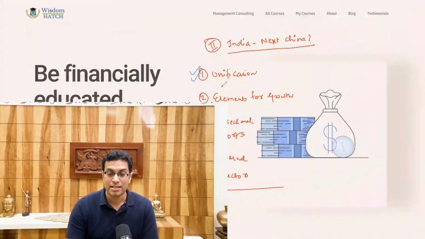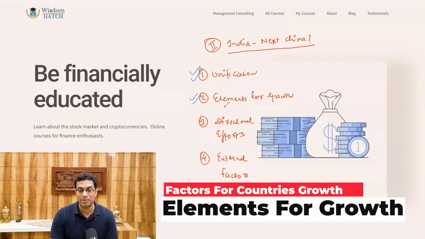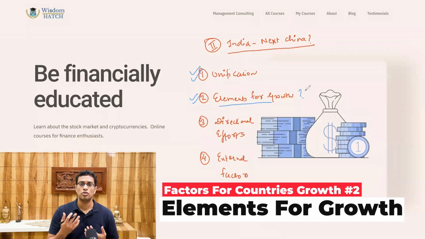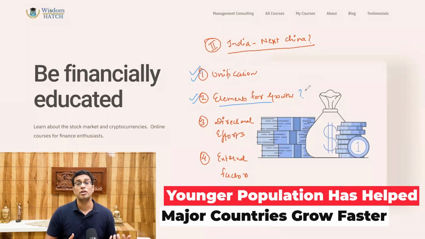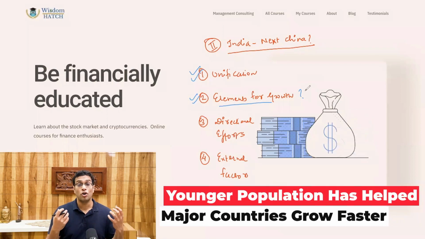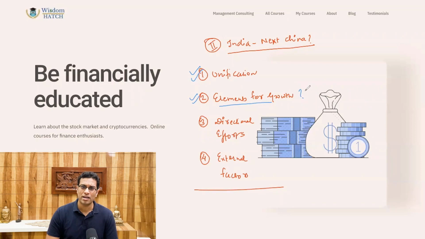That is point 1. Second key thing: do we have elements for growth? For example, this could be a younger population, which played a key factor in China's growth. A younger population also helped the UK. It also helped the US. So do we have a younger population? The answer is absolutely yes. We have a massive young population. Not only that, we are winning in that segment.